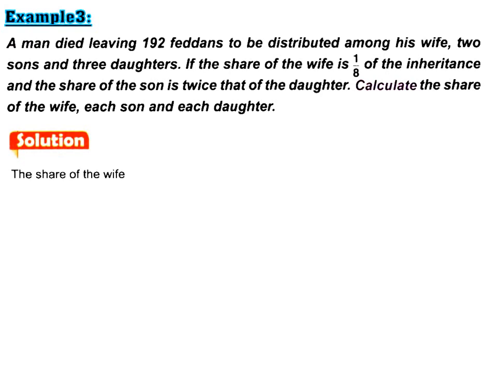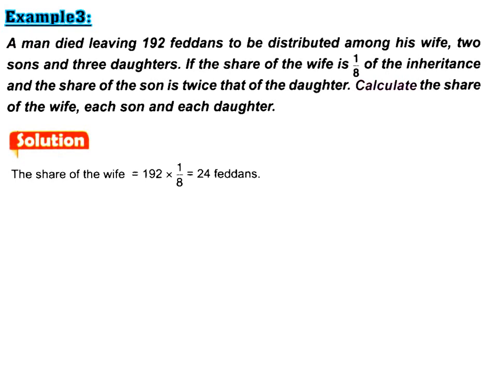The share of the wife: I will multiply 1/8, because her share equals 1/8 of the inheritance. It will be 1/8 times 192. By using the calculator, it will be 24 fadans. Again, the share of the wife equals 24 fadans.